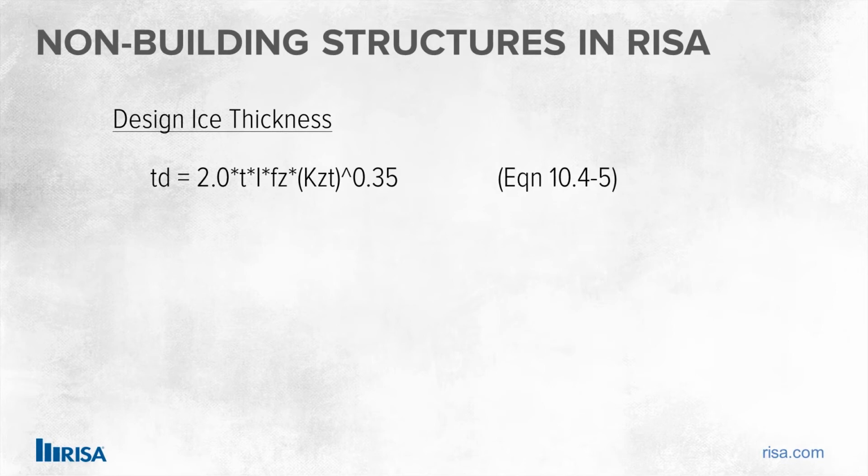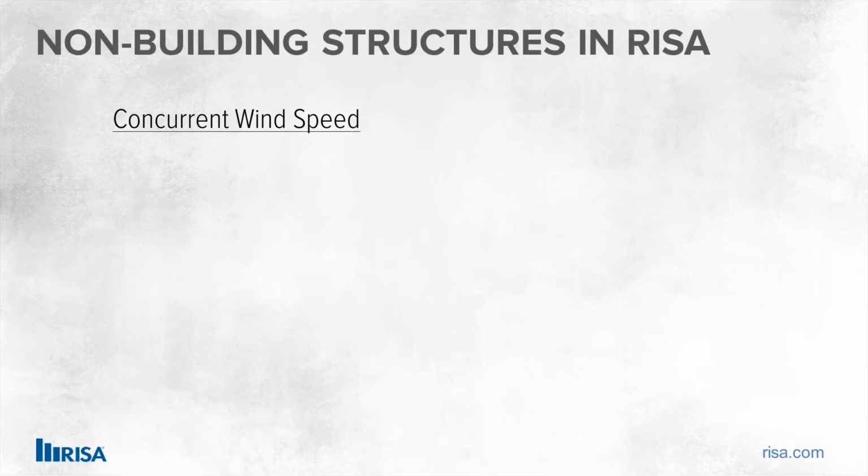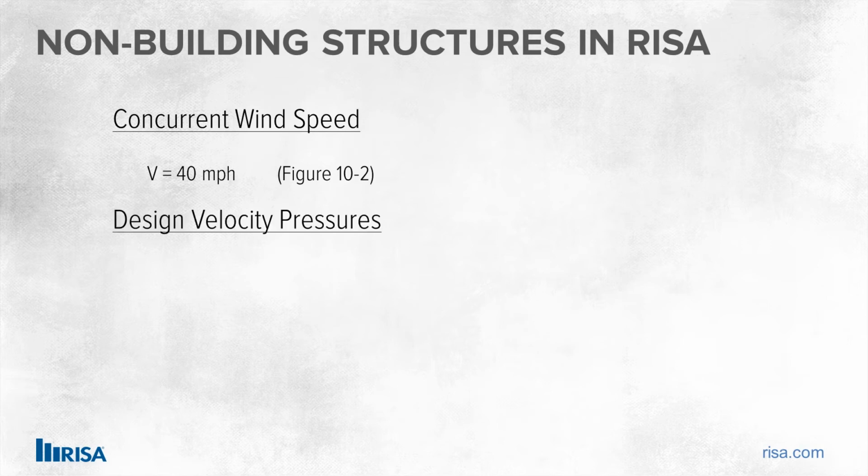Next, we'll figure out the design ice thickness per the ASCE 7. And so what we're going to find that to be is 2.8 inches. And then we take the design ice density, gamma, and that's 56 PCF. And then next, we're going to take the concurrent wind speed. This also comes out of a map in the book, and we see here that that would be 40 miles per hour would be the maximum wind that we would get during a freezing rain event where ice would be forming on these lattice structures.